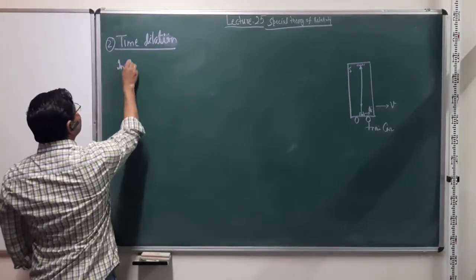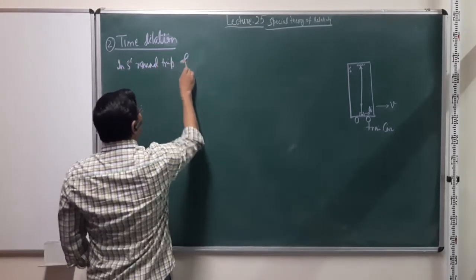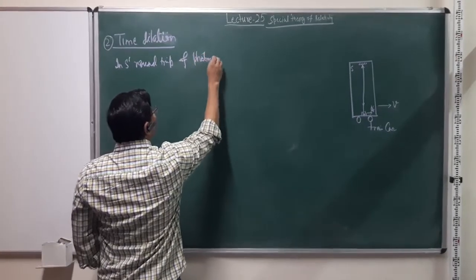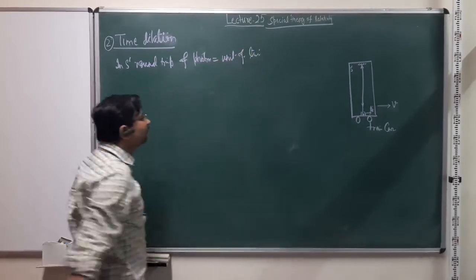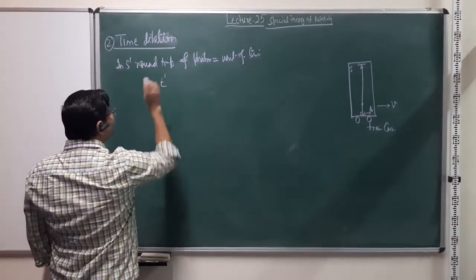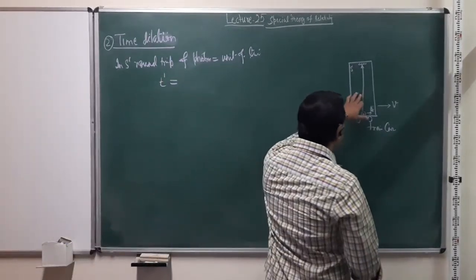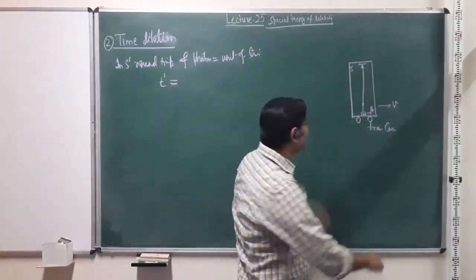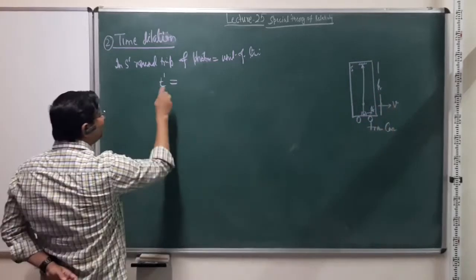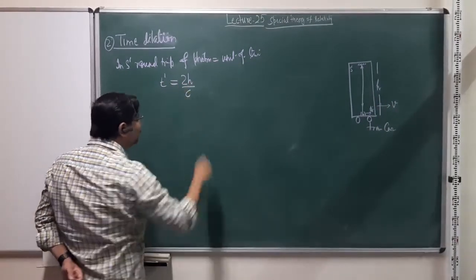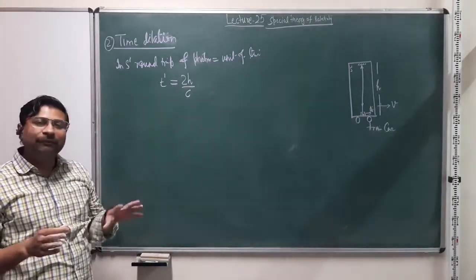So in S prime, the round trip of the photon is the unit of time, and let me write it as T prime. I know the photon moves with the speed of light, C. If I know this distance, let's call it H, then I can find this time. There is nothing new here. So T prime is equal to 2H by C. This is the time I'll measure.